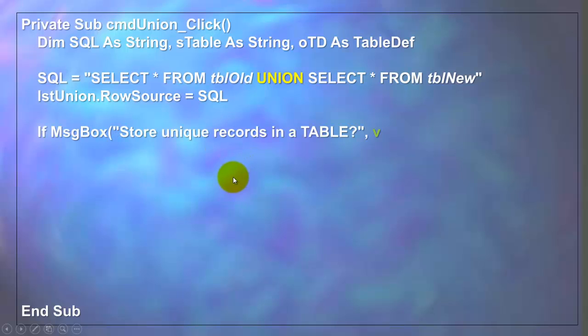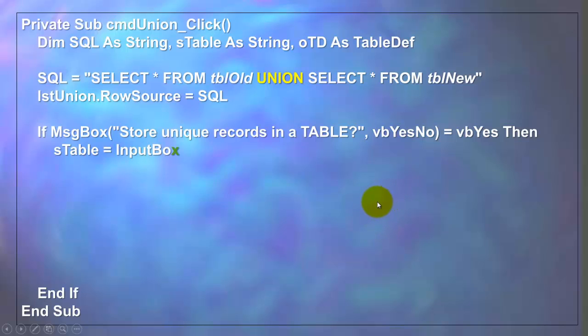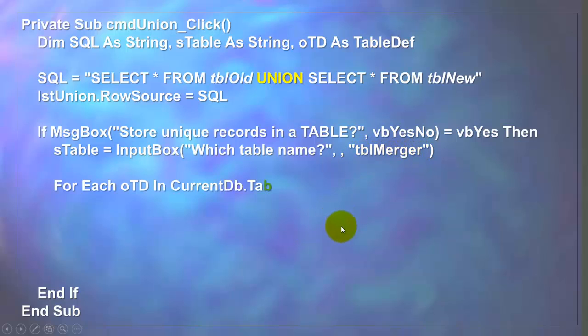Then we ask through a message box, do you want to store all these unique records? Unique because we used UNION and not UNION ALL, so there are no duplicates. If you say yes, we close the If statement, and we are going to ask the user how would you like to name that new table. Let's say by default Table Merger. Then we try to find out whether there is already a table Merger, for otherwise we would create a problem.